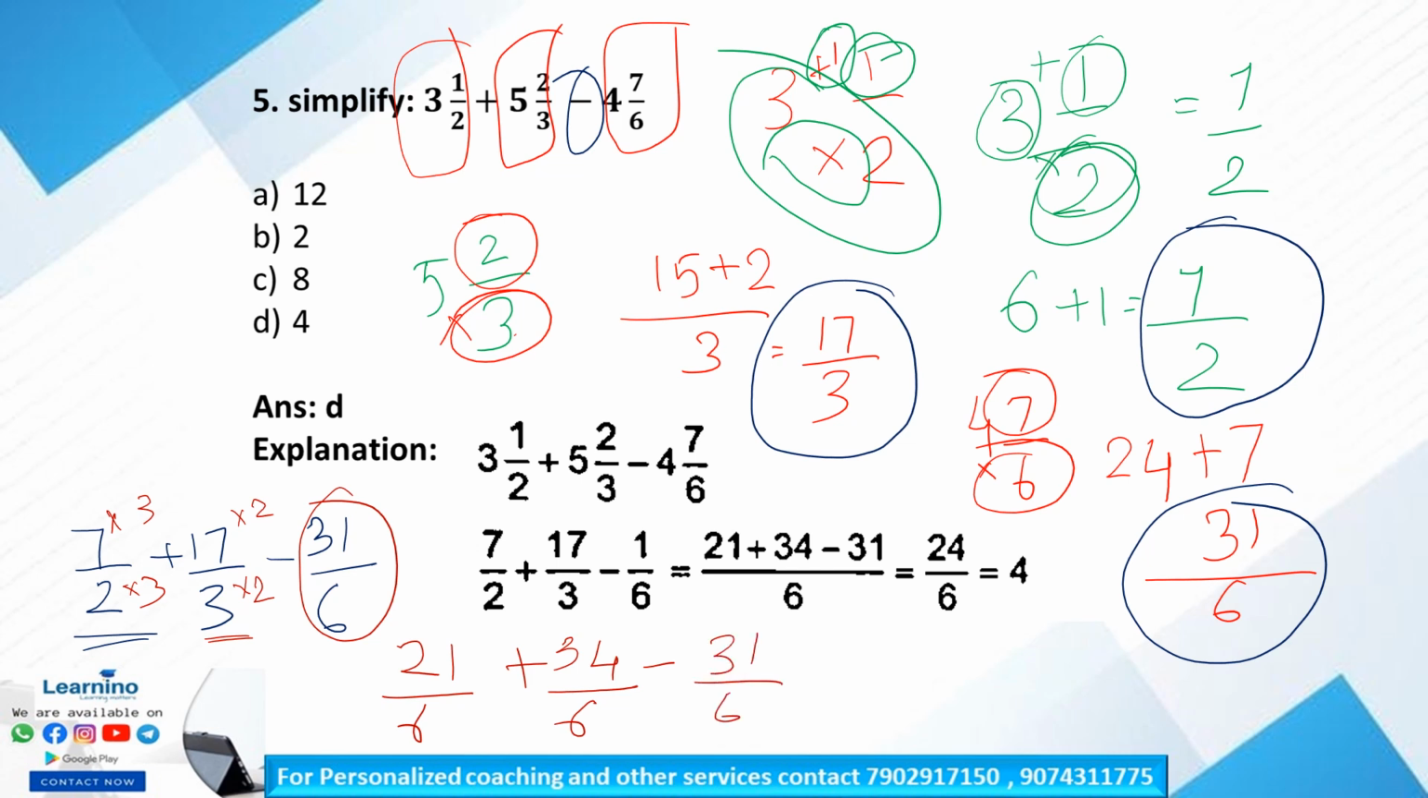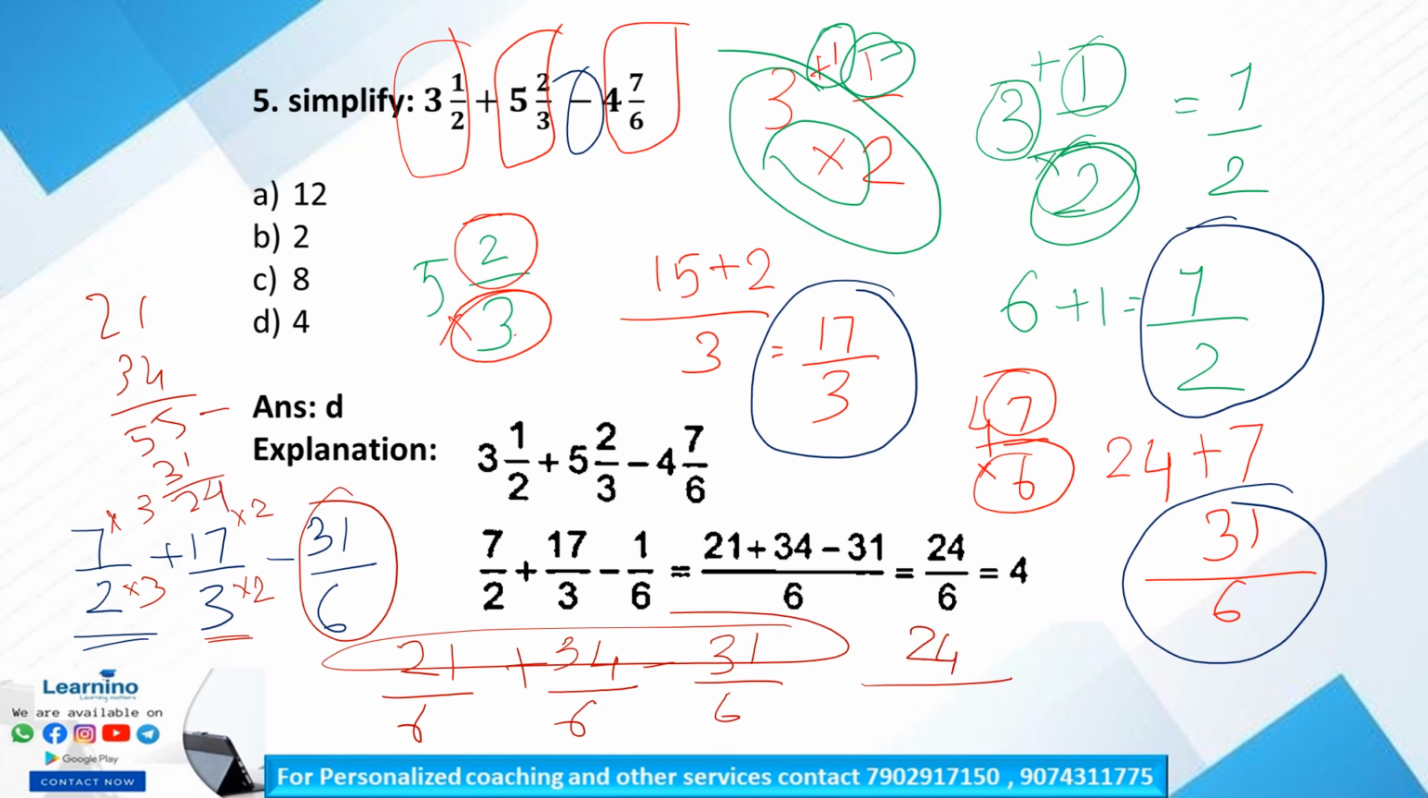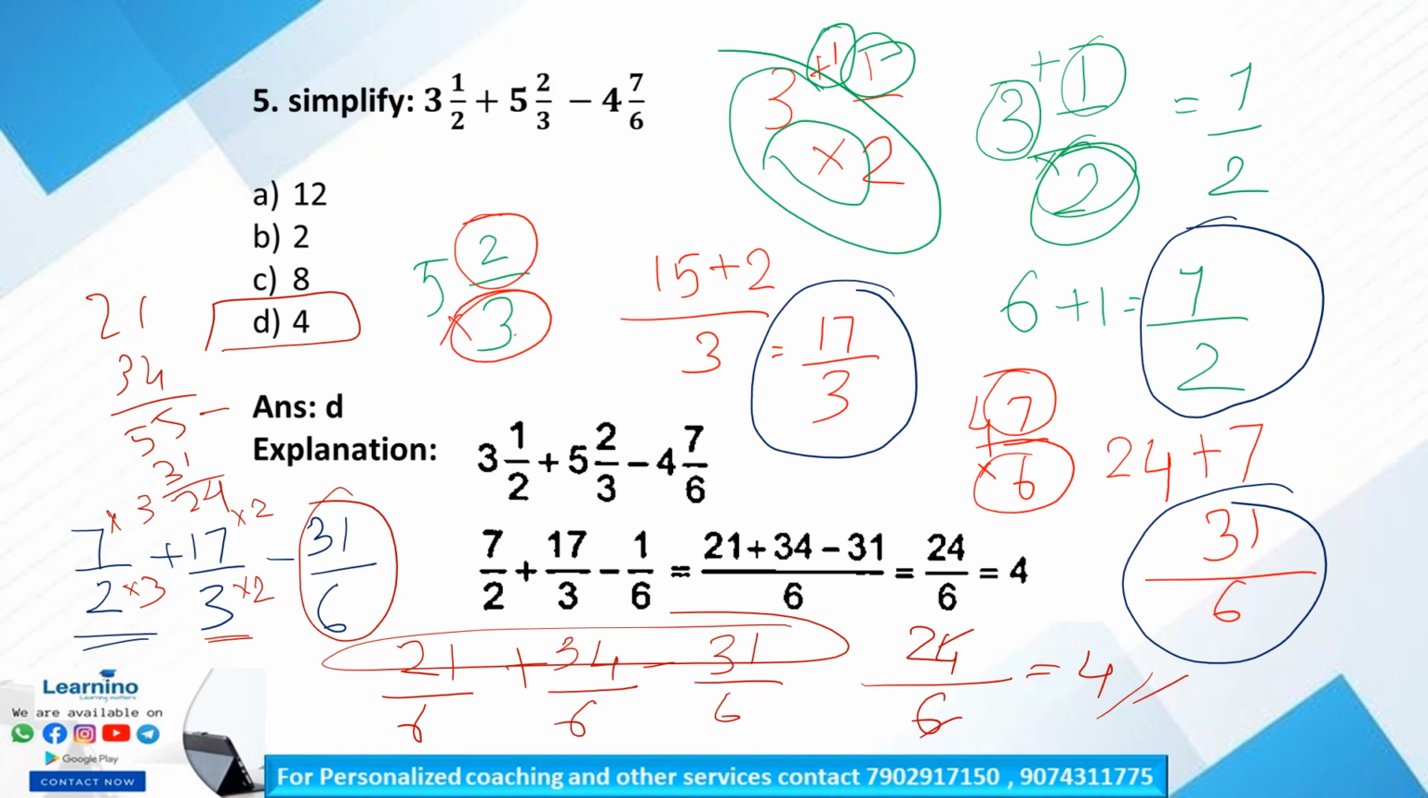So we have to do the calculation of the numerator alone. What is 21 plus 34? 21 plus 34 is 55, minus 31 is 24. So 24 divided by the denominator 6 is equal to 4. By cancelling, we will get 4 as the answer. So option D is our correct answer. On simplifying 3 1 by 2 plus 5 2 by 3 minus 4 7 by 6, we will get the answer 4. Is it clear?